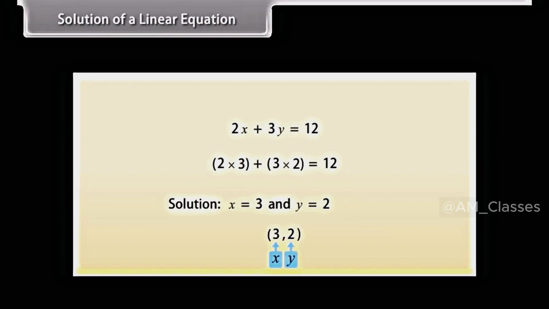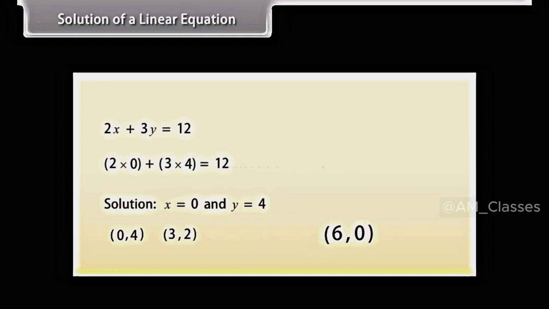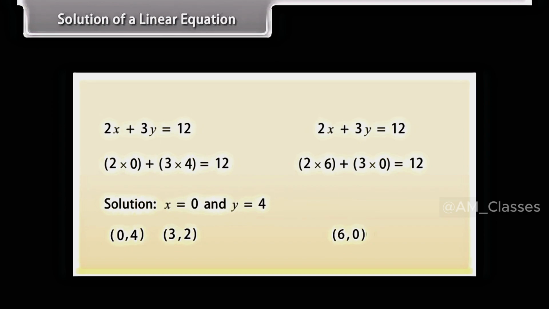Similarly, (0, 4) is also a solution for this equation because when you substitute x is equal to 0 and y is equal to 4 in the equation, you find that the answer becomes 12. We have found at least 2 solutions for this equation. Can you find any other solution? Is (6, 0) also the solution of this equation? Yes, (6, 0) is also the solution because when you substitute x as 6 and y as 0 in the equation, you find that the answer becomes 12.